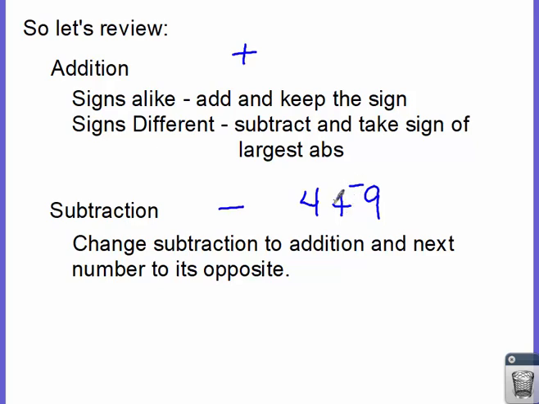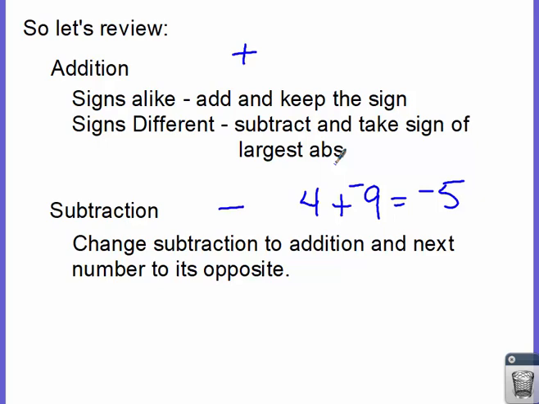Now the problem is addition, so we go back to our add rules. If the signs are alike, we add. If the signs are different, we subtract. So in this particular case, we would subtract and end up with a negative 5, because the 9 is the number that has the greatest absolute value. So that's what we had to remember about add and subtract.